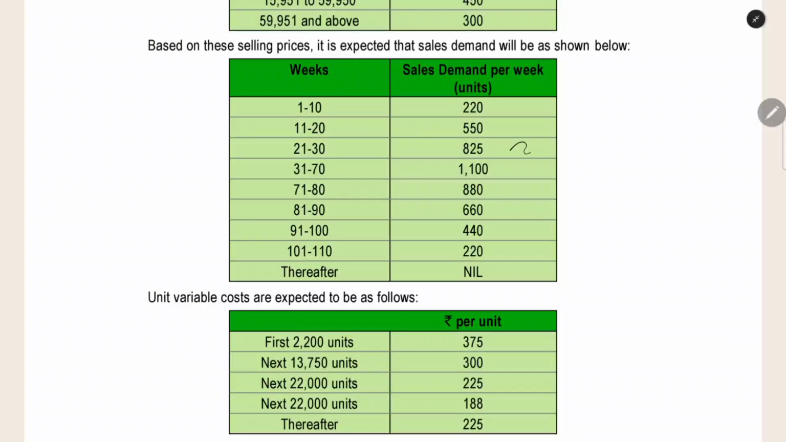Here, till 30 weeks, we have no problem. The first 10 weeks is the introduction stage. And then these two are coming under the growth stage. Now, we have to divide the remaining sales into whether a decline stage or maturity stage.